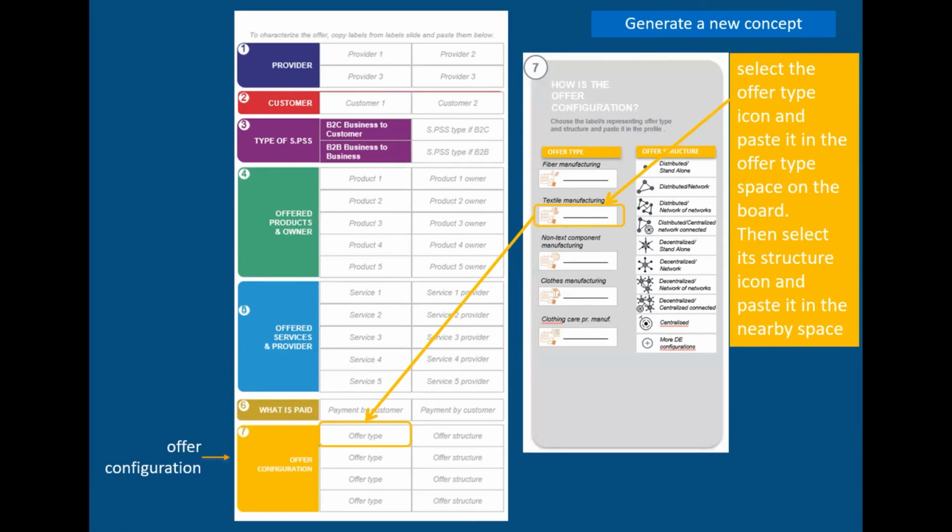What we can do, apart from characterizing the offer with the icons you see on the right side, which we leave for the moment, is select an offer type. So are we talking about fiber manufacturing? Are we talking about textile manufacturing, or whatever? The icons in the left column have this goal: to characterize the main offer type that is provided.